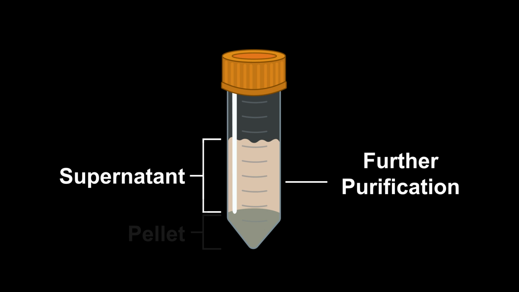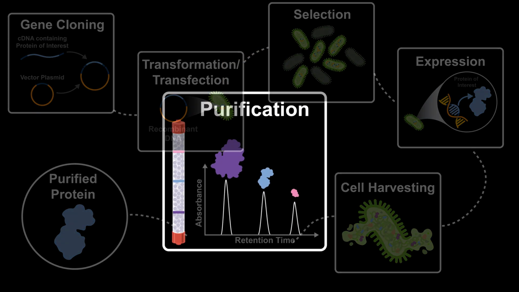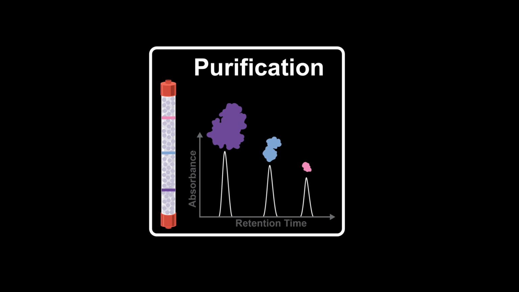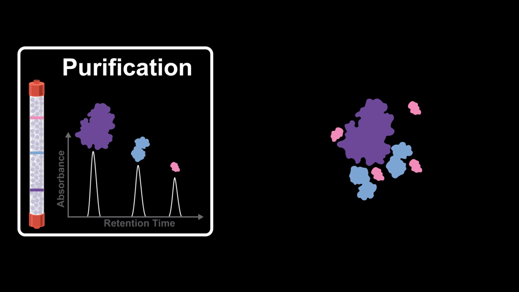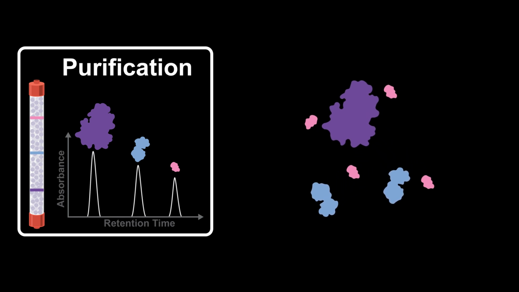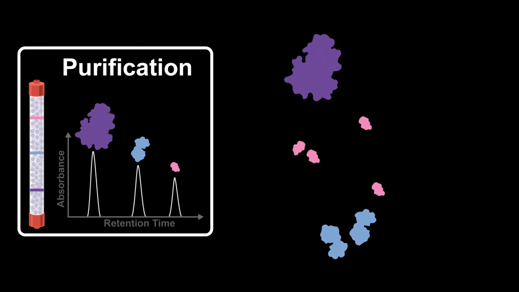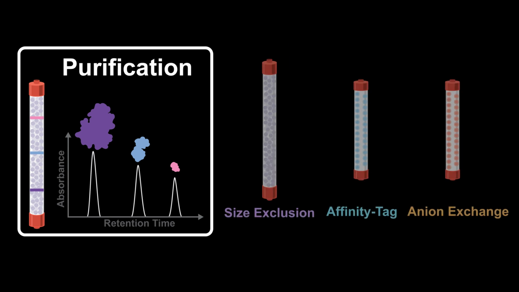The remainder of this video will focus on the three main chromatography methods used to isolate and purify proteins of interest. Chromatography is basically a fancy term used to describe techniques that separate the components of a mixture. The chromatography methods this video focuses on include size exclusion chromatography, also known as gel filtration chromatography, affinity tag chromatography, and finally ion exchange chromatography.